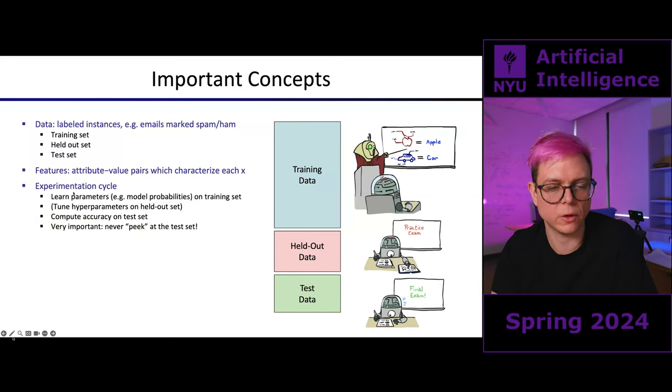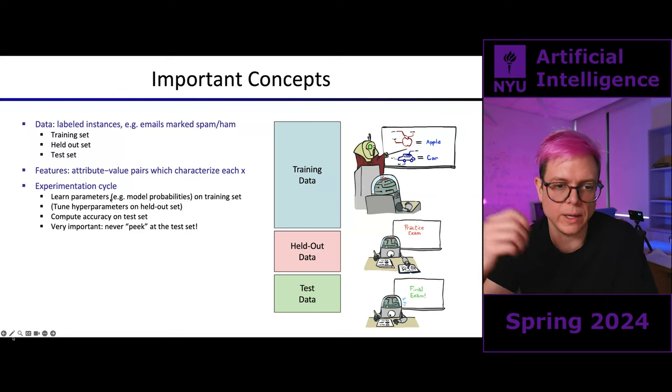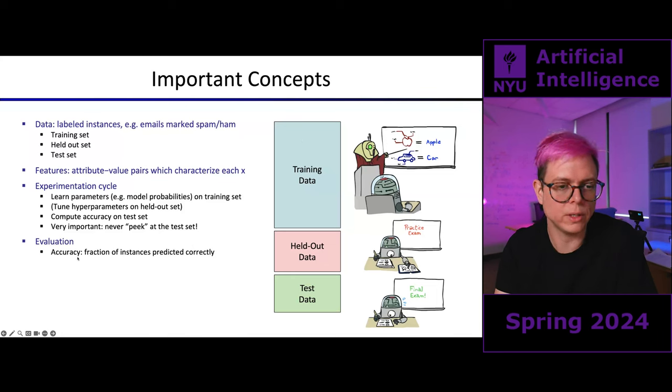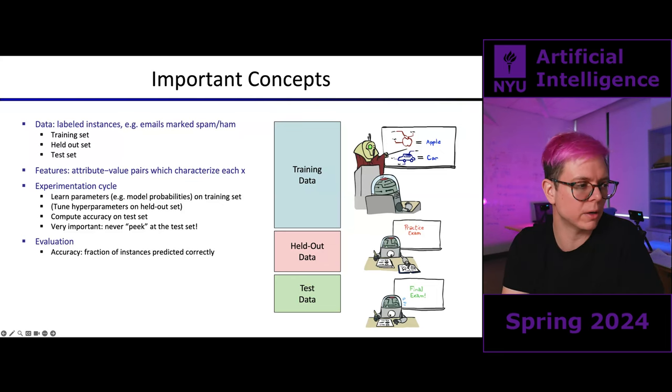The experimentation cycle goes this way. First we learn the parameters, so we estimate, for example, in this case, these probability counts on the training set. Then we tune some hyperparameters, which I'm going to introduce in the next slide, on the held out set, such that we avoid getting those very dangerous zero mass probabilities. Then we compute the accuracy on the test set. It's very, very important not to peek at the test set, otherwise you pollute your judgment, right? For example, we can compute the accuracy, which is the fraction of instances that is correctly predicted. I'm going to be introducing more of these evaluation metrics on Wednesday.